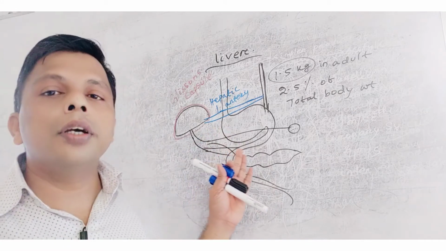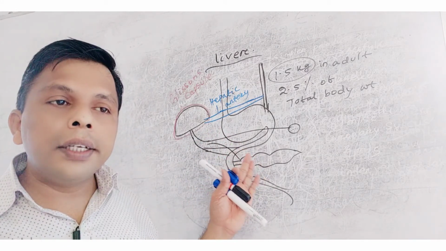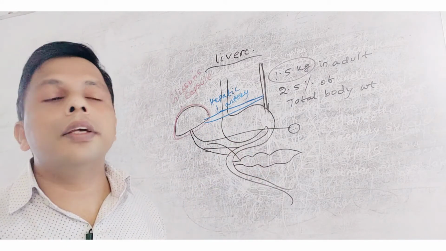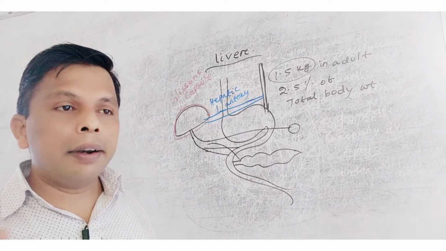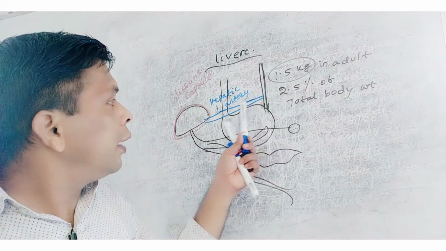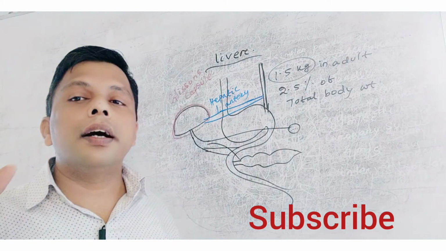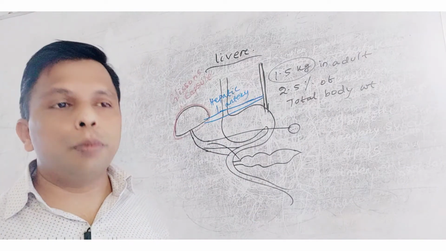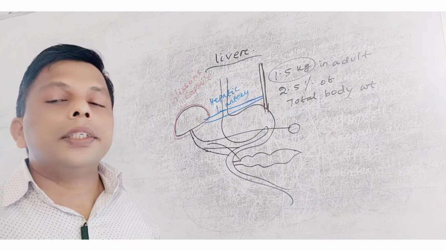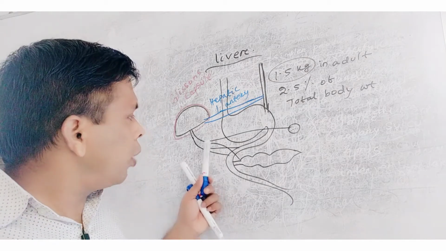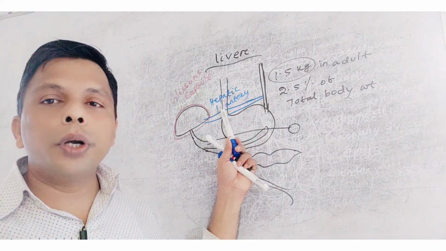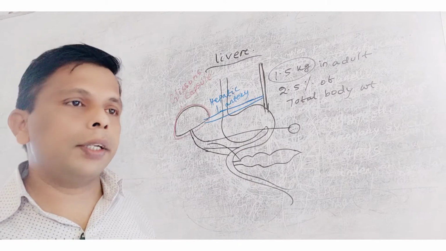So the liver is vascularized by two connections, where the portal vein brings blood from the gastrointestinal tract, while the hepatic artery supplies oxygenated blood to it. 70 to 80% of the circulation is from the portal vein and 20% is from the hepatic artery.